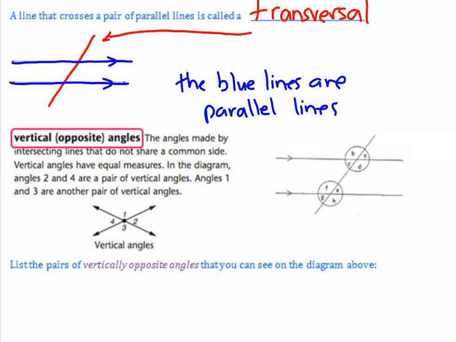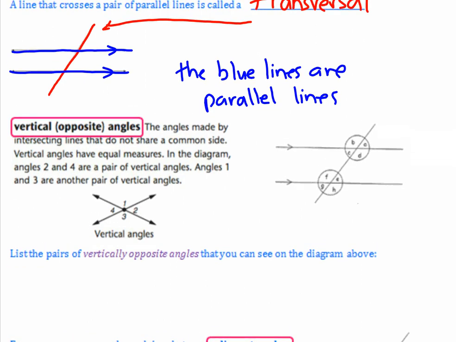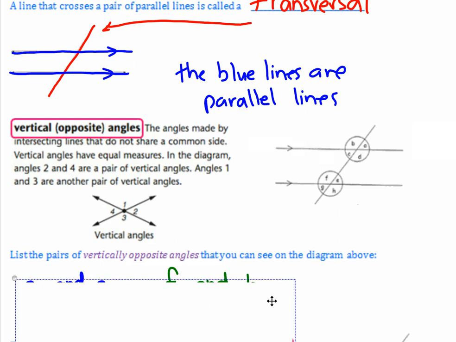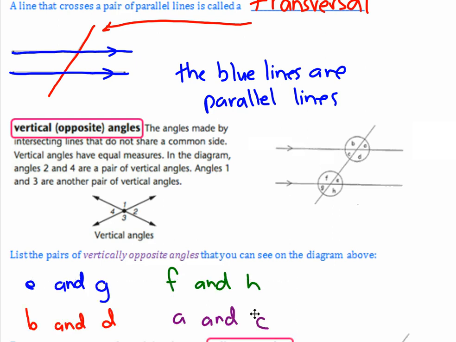So list the pairs of vertically opposite angles that you can see in the diagram above. So what pairs can you see? Let's see, there's this one and this one, there's this one and this one, there's also this one and this one, and there's this one and this one. So maybe let's write those ones out.